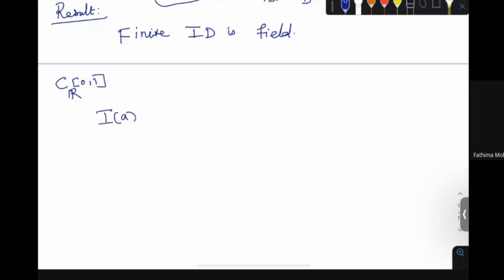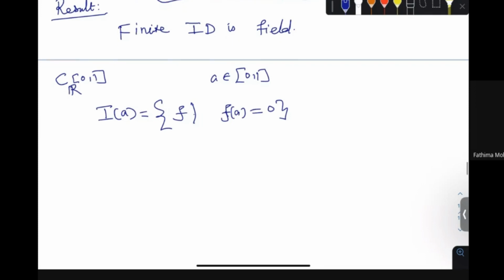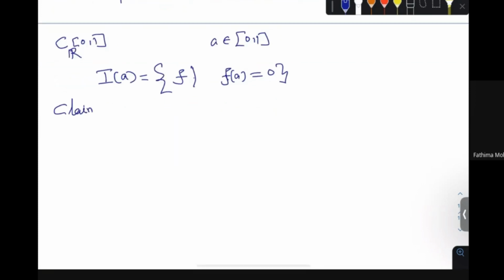I state it like this: I_a is the set of all functions f such that f(a) equals 0, where a belongs to [0,1]. I'm collecting all the functions from the continuous functions on [0,1] which vanish at a. Remember, I'm not saying only at a. It may vanish at more than a point, more than a. It may vanish everywhere, like the 0 function. But whenever a function has a root at a, or vanishes at a, I'm collecting it. My claim is actually that I_a is maximal.